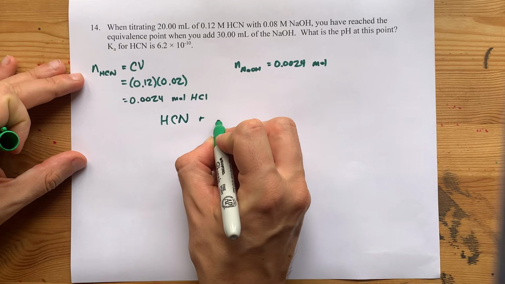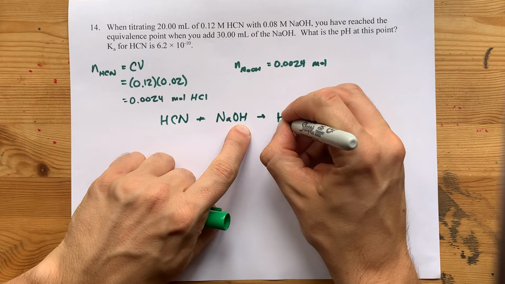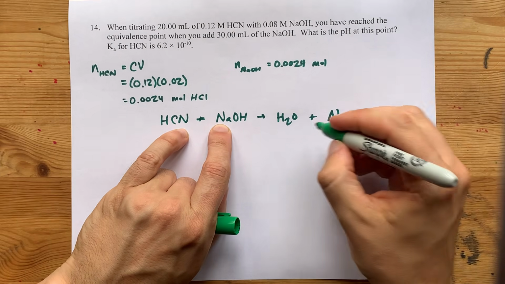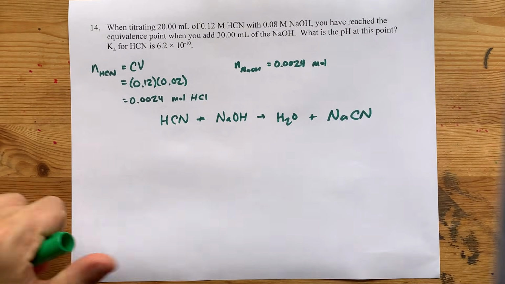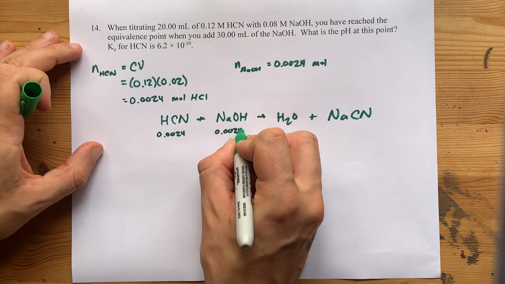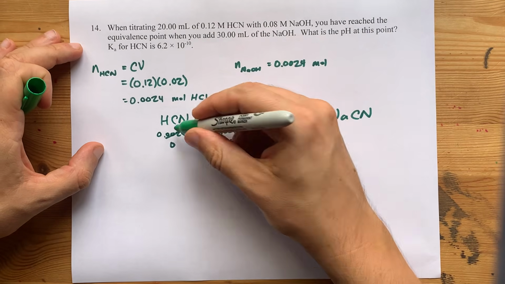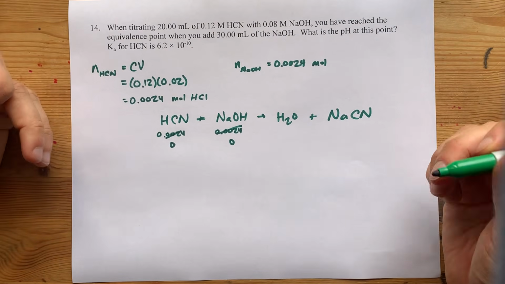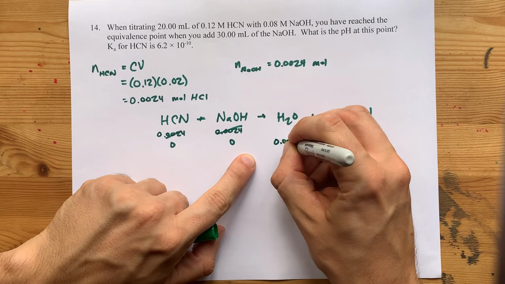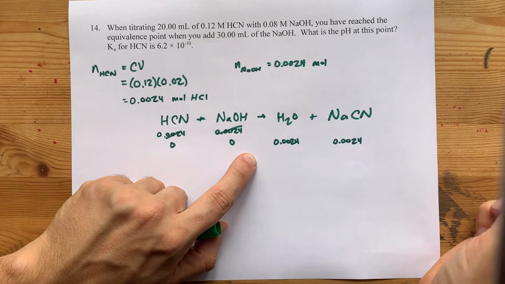HCN, a weak acid, will react with NaOH to give you H and OH make water, Na and CN make NaCN. Get it? Acid plus base equals salt plus water. You're starting with 0.0024 moles of this, 0.0024 moles of that. You're going to take away that same amount from both, and you're left with none. Oh, right, it's the equivalence point. You're using the same number of moles of each. And so you're going to make that number of moles of water, no one cares, and you're going to make that number of moles of conjugate base.